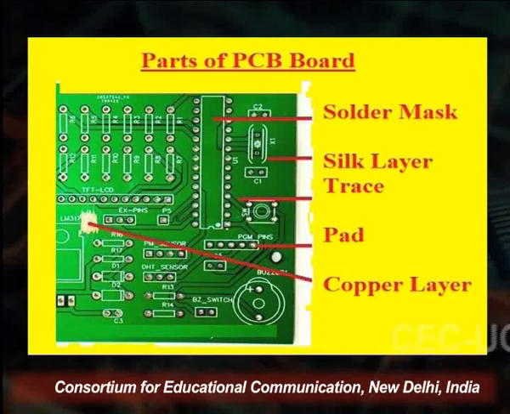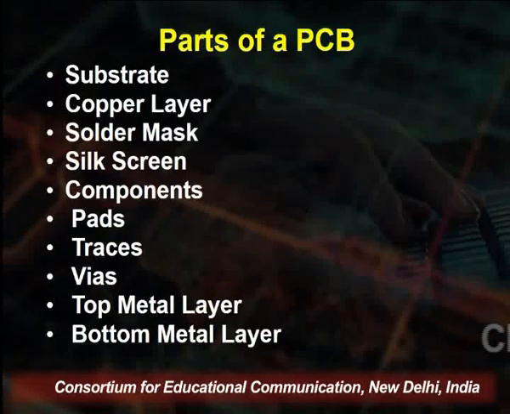The main parts of the PCB are explained here with the help of multimeter testing on the board. Now you see on the screen, these are the various parts of the PCB board, and these are connected, that we can see through the multimeter. So these are the PCB parts: solder mask, silk layer, trace, pad, copper and other parts also. This is a picture of the PCB board. You see that it is green, and the various electronic components are connected through these traces on this board.